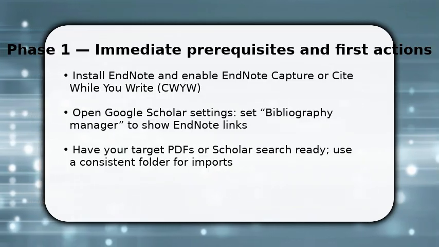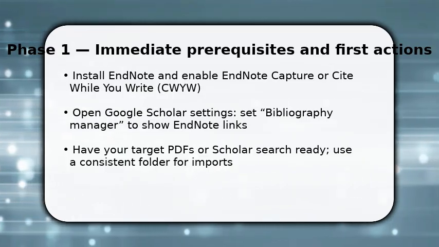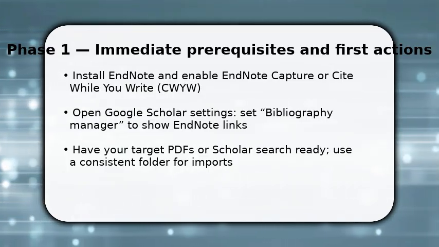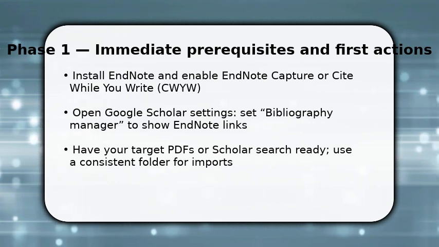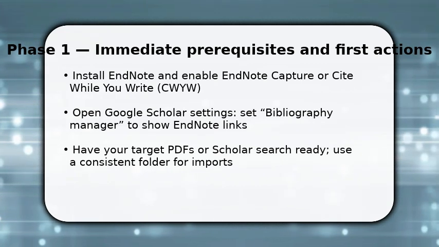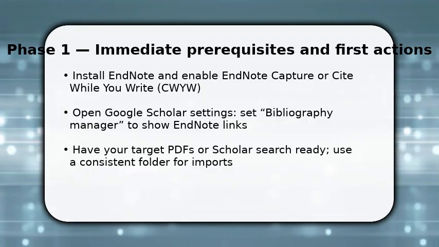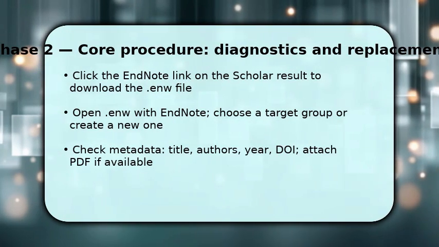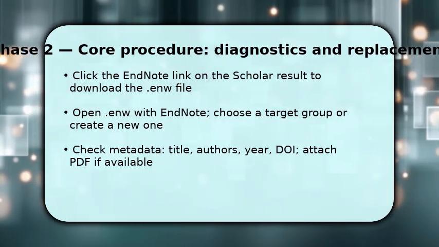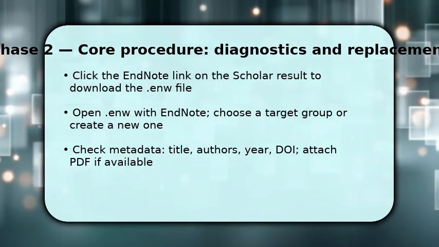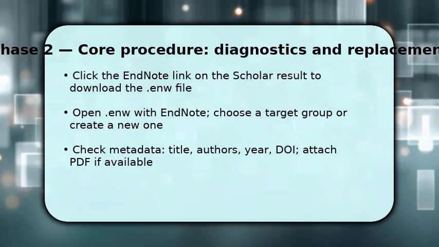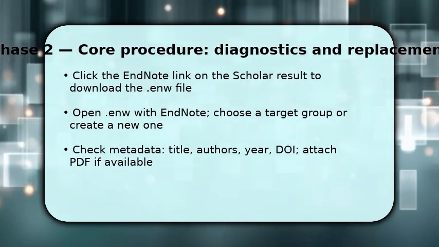Make sure you have a dedicated import folder or library group in EndNote to keep items organized. This avoids duplicates and speeds later selection when writing. Next, import records. Click the EndNote link next to a Google Scholar result to download an ENW file and open it with EndNote. When prompted, select the target group or create a new group to store this record.